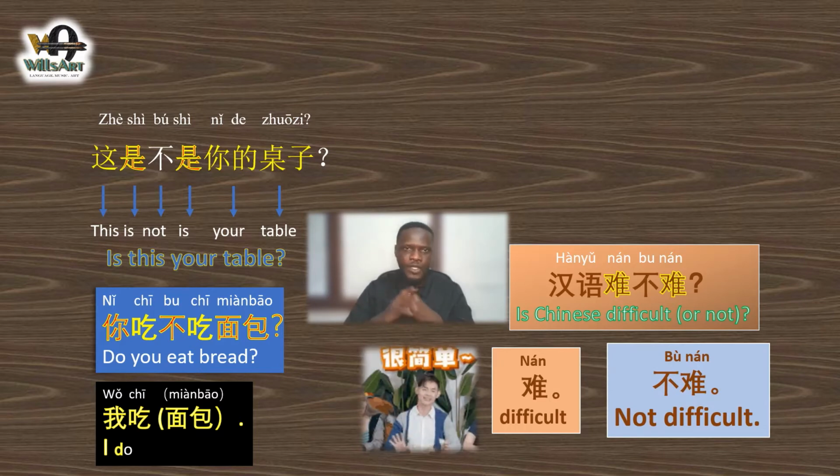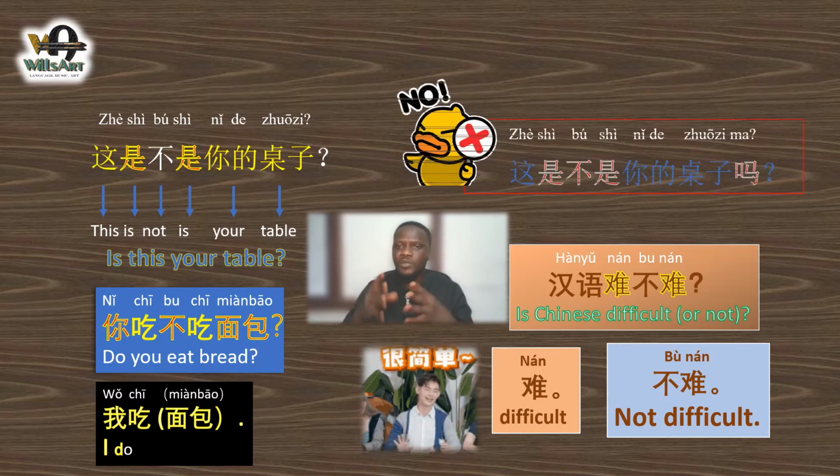What you should know about these two structures is that you can't use them together. You can use the verb V, then ma, or the adjective V adjective with ma, but not together. So you can't say 这是不是你的桌子吗? No, that's an error. So it's either you say 这是不是你的桌子, or you say 这是你的桌子吗?